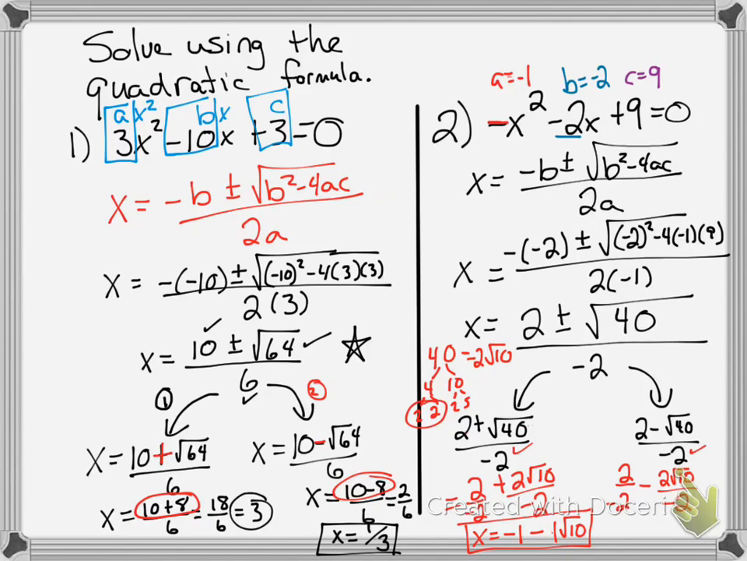Over here, I'll have my second answer: x would be equal to 2 divided by negative 2, which would be negative 1. Now negative 2 square root of 10 divided by negative 2 would switch to be a positive 1 square root of 10.